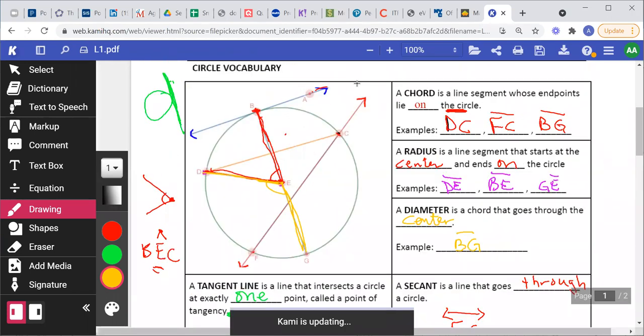If I want to form another central angle, I just create a radius here and join it to this. This is another central angle. I want to create another central angle, I just create another radius here and then join. This is another central angle. And it goes on like that.